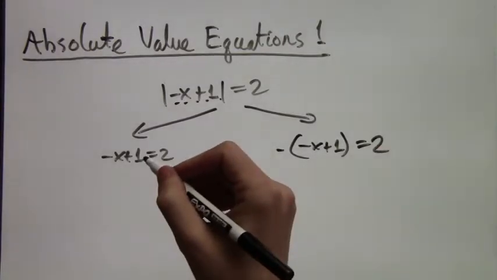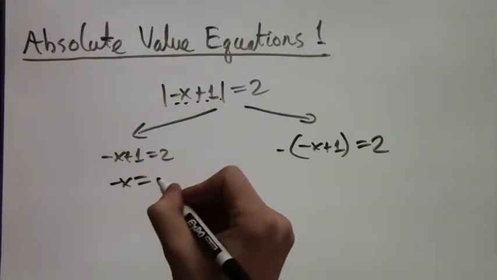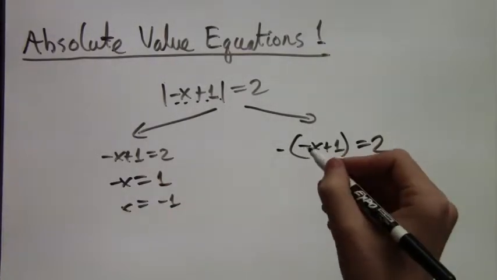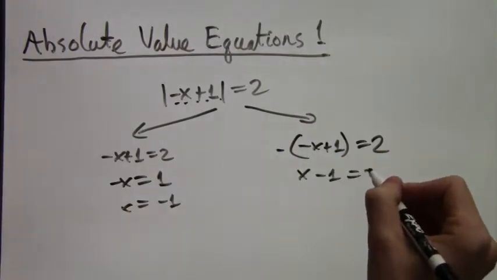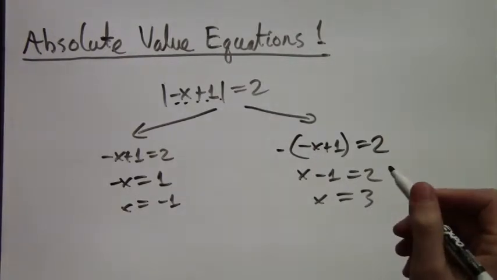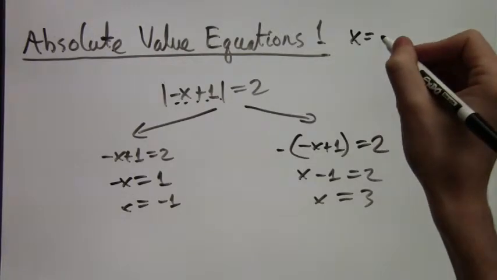So the first one we just solve as a regular linear equation. Negative x equals 1, x equals negative 1. Then we solve the other one. First we just distribute the minus sign. We get x minus 1 equals 2. So then of course x equals 3. So here are two options for answers. Now we just have to make sure that they both work.